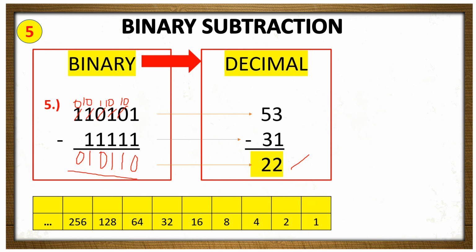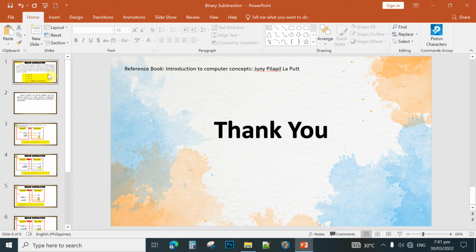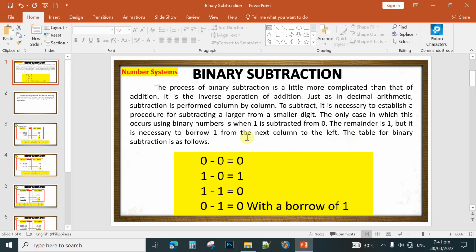So this is 0. You write here on the table 1, 1, 0, 1, 0. So you count only the on digits. 16 plus 4, that's 20, plus 2, that's 22. So meaning this is correct. Okay, so that's all on how to perform binary subtraction.